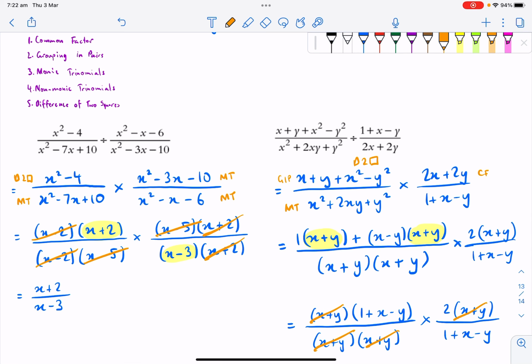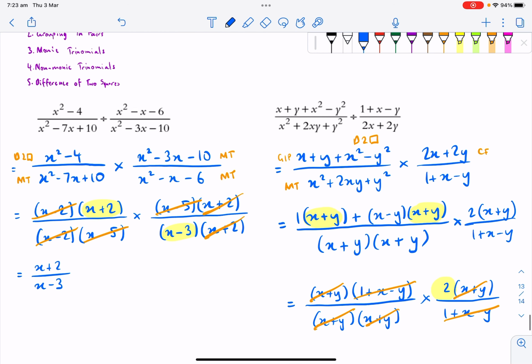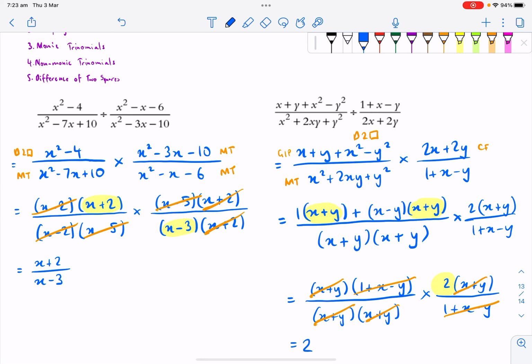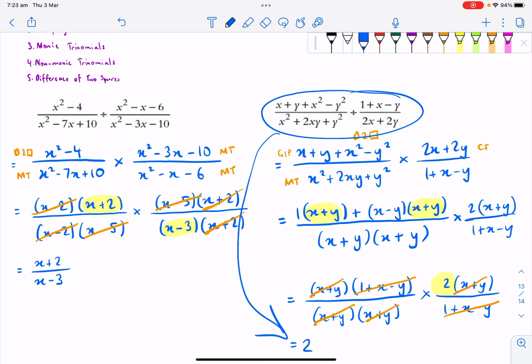And then finally, we have 1 plus x minus y over 1 plus x minus y. So there's an expression with 3 terms which cancel out as well. And then you can see the answer clearly. It is this 2. So therefore, this is one of those situations where math students say, oh, all of that for just 2 or 1. Well, yes, in this case, all of that just for 2.